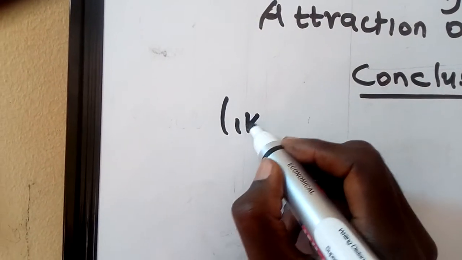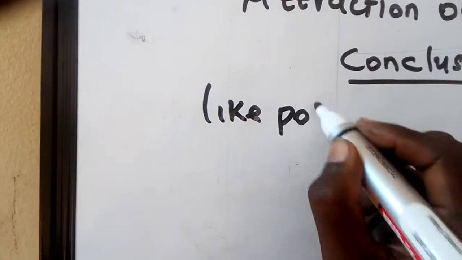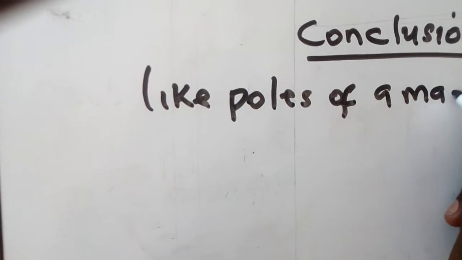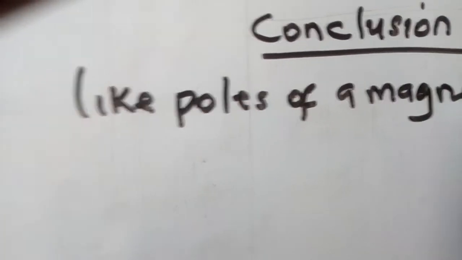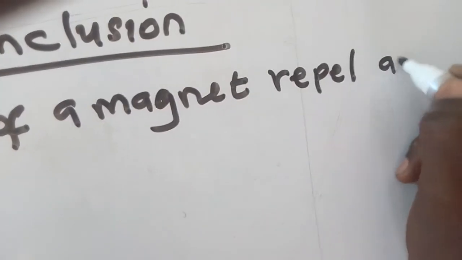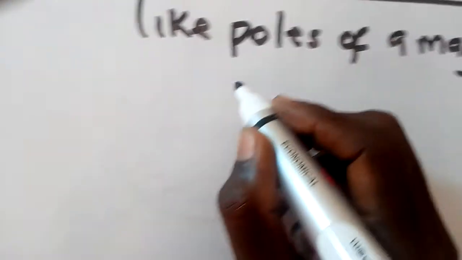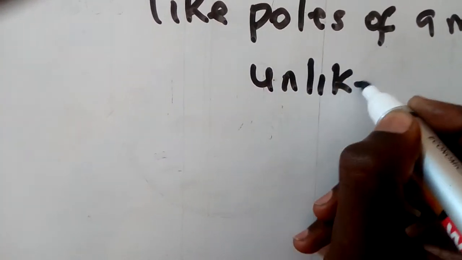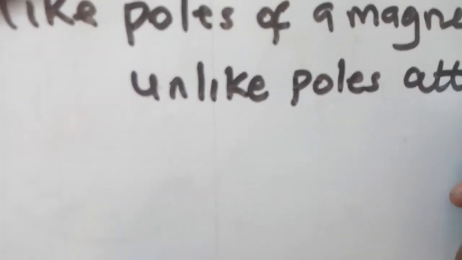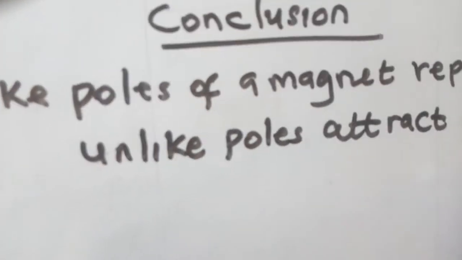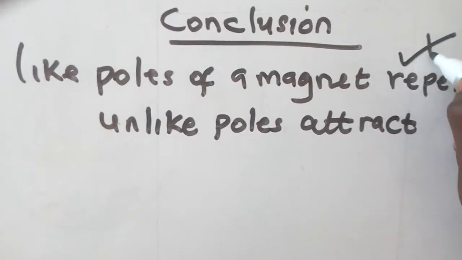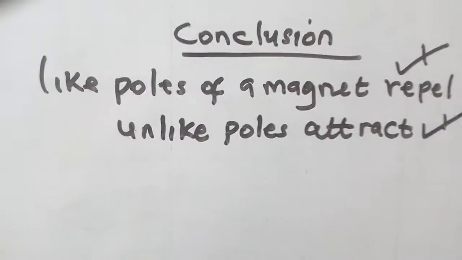We shall conclude by saying, like poles of a magnet repel and unlike poles attract. And you get your marks for like poles repelling and unlike poles attracting.